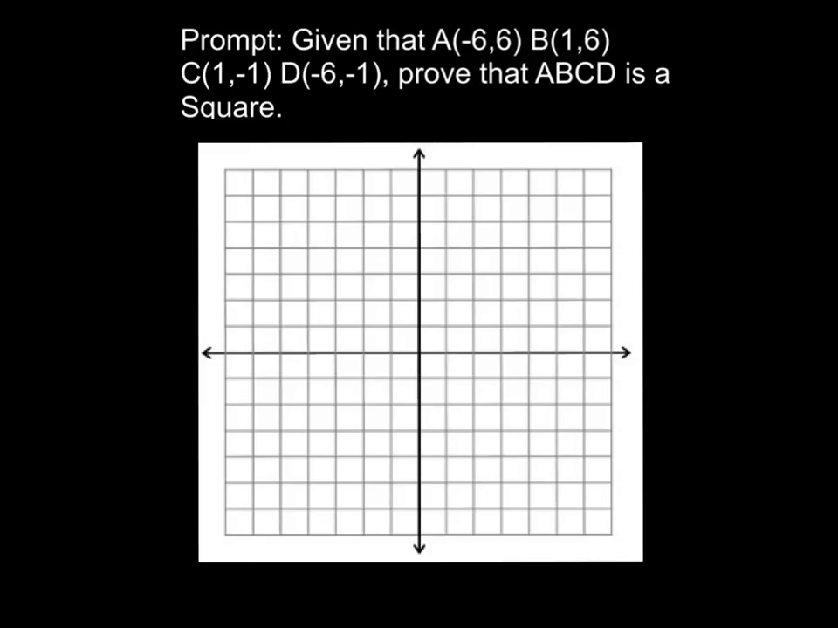Now we're going to apply the steps to an actual proof. We're going to prove that ABCD is a square. First, we'll create a visual by graphing points A, B, C, and D.